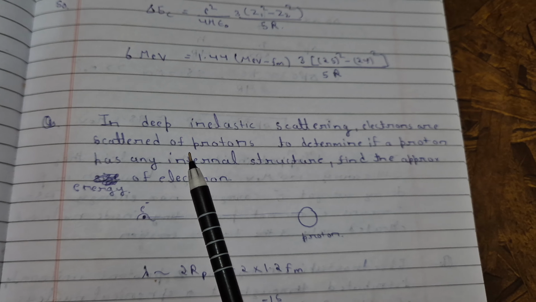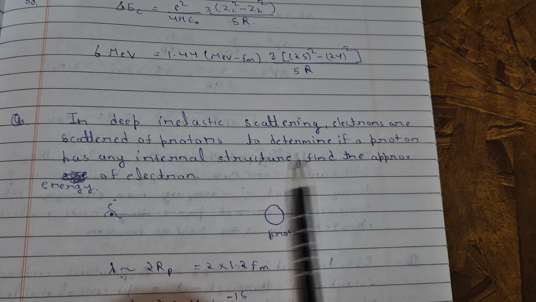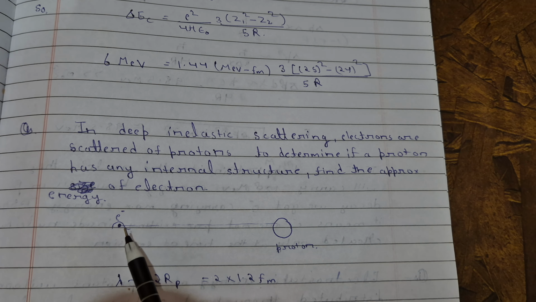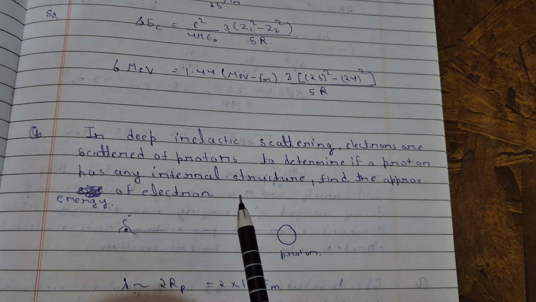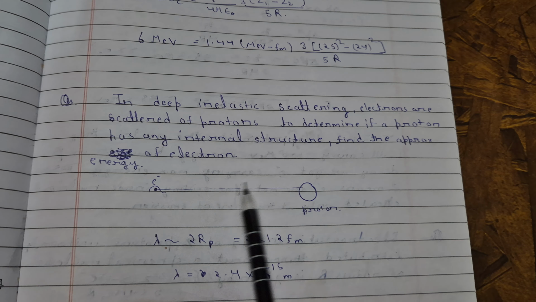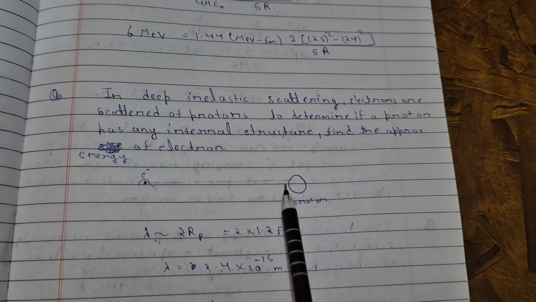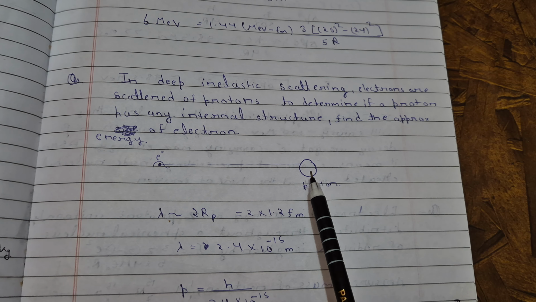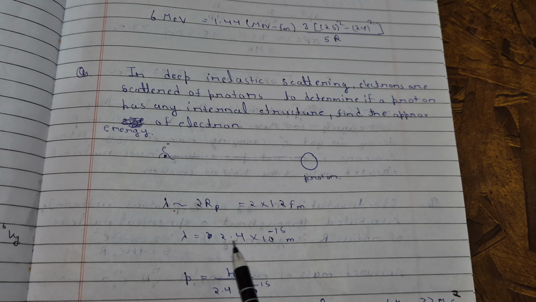Next, in deep inelastic scattering, electrons are scattered off a proton. We need to determine the proton structure, so we throw an electron beam on it, and we need to find the approximate minimum energy of the electron required to probe the structure of the proton. Lambda must be equal to 2 times the radius of the target, that is the proton radius. The proton radius is 1.2 Fermi, which will give you the lambda required.